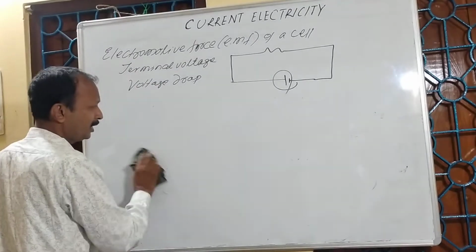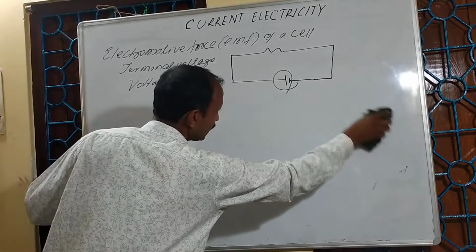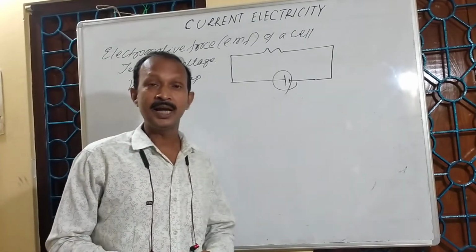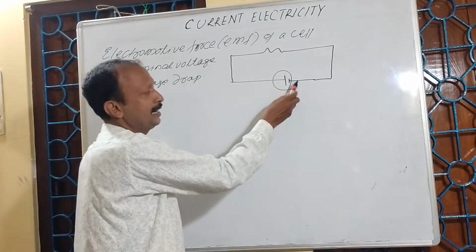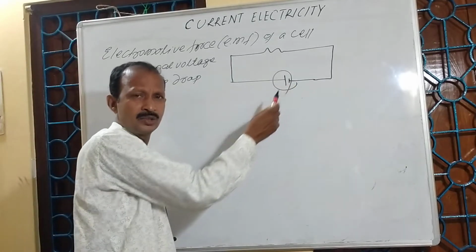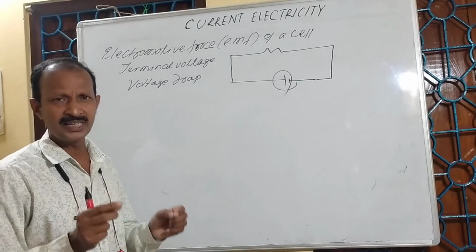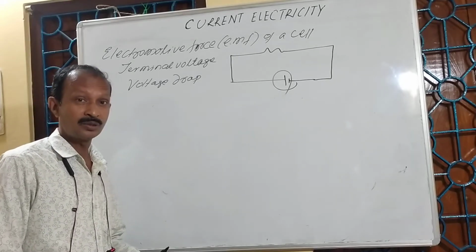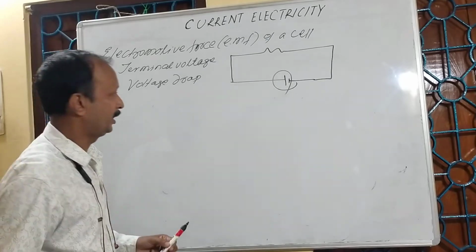How can we measure that? Which instrument is used to measure it? Definitely the voltmeter is used to measure the potential difference by connecting it across the cells. By connecting across the cells, we can measure the electromotive force of that cell, when the cell is not in use. If the cell is in use, then we will get the potential difference or voltage.